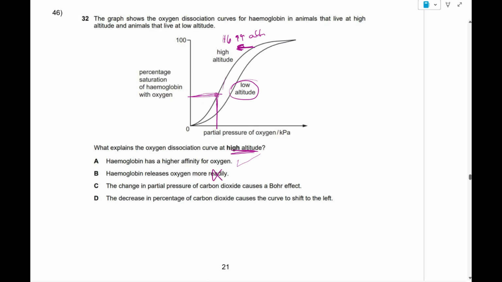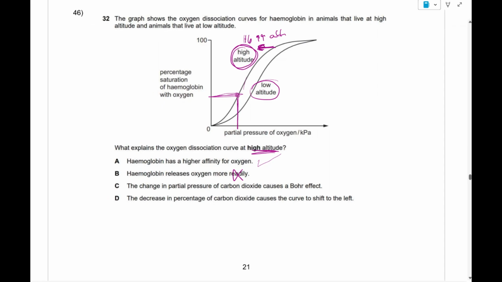For B, hemoglobin releases oxygen more readily. Now, this is incorrect because this indicates that hemoglobin now has a lower affinity. Lower affinity means that it releases oxygen easier and combines with oxygen way harder, or needs a higher partial pressure of oxygen to combine, which is incorrect. Because, as I just mentioned, here at high altitude, hemoglobin has a higher affinity, not a lower. Therefore, this is incorrect.